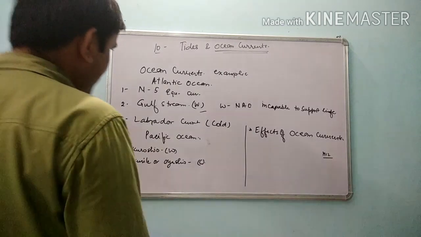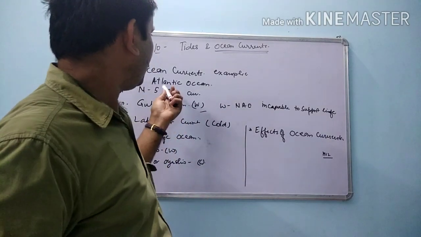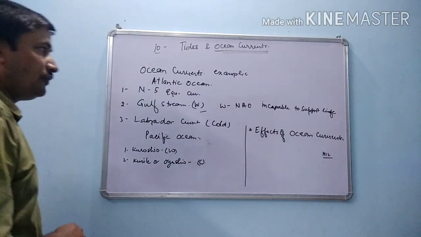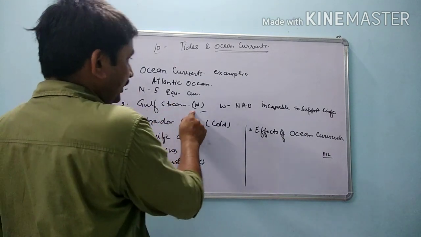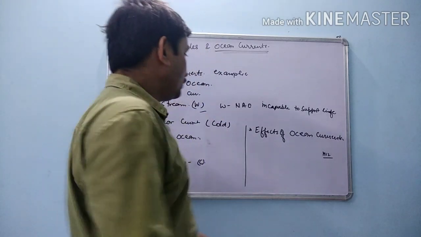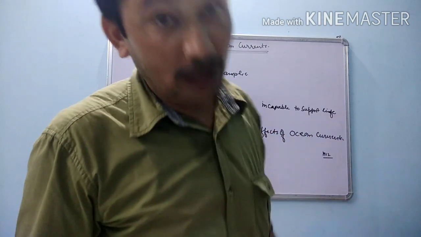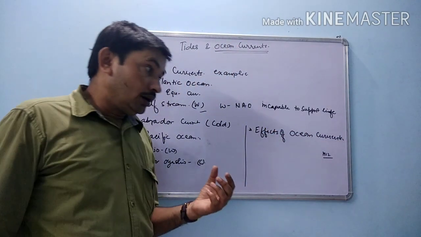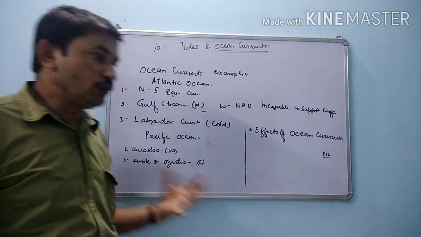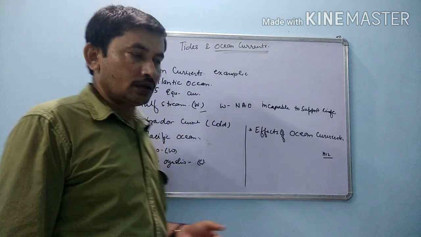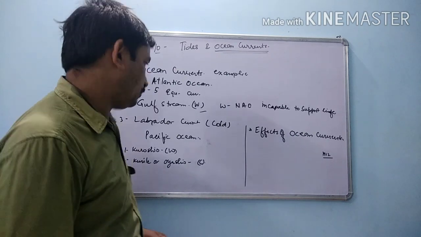As examples of ocean currents, in the Atlantic Ocean, the north and south equatorial currents. Gulf Stream is a warm ocean current found at the western boundary of the North Atlantic Ocean, incapable of supporting life. The reason? Due to high temperature, animals and weeds are not surviving. They will melt or die due to lack of proper oxygen in that hot water.